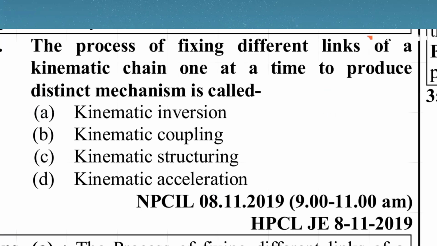Slide. Question number 32. The process of fixing different links of a kinematic chain one at a time to produce desired mechanism is called A, kinematic inversion, B, kinematic coupling, C, kinematic structuring, D, kinematic acceleration. Kinematic inversion, A.